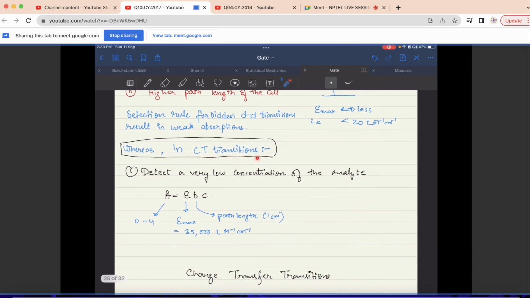However, in the case of the CT transition, it is very detectable even at a low concentration of the analyte, following the Beer-Lambert law, where absorbance is equal to epsilon b c, b is the path length, which is generally 1 centimeter, and c is the concentration. So in the case of CT transition, it is possible to detect even a low concentration because the epsilon value, which is epsilon max, is very high, that is up to 35,000.